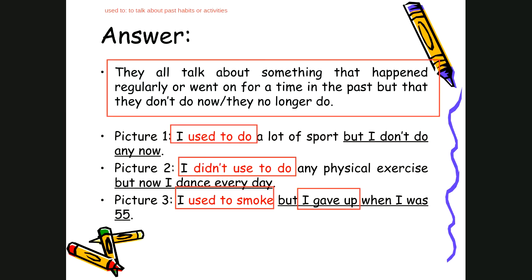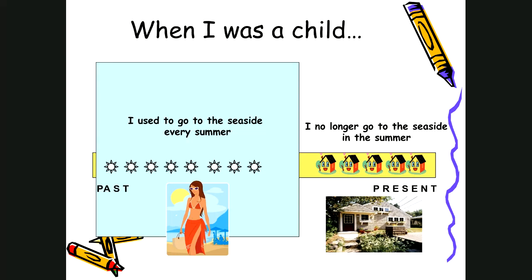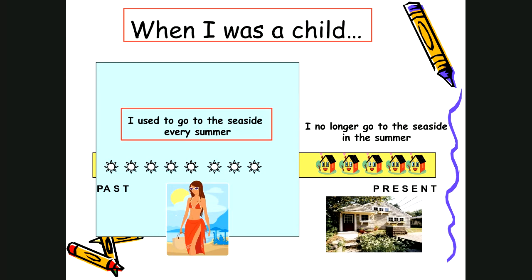Okay, so taking into account those exercises, let's observe some uses of the expression used to. When I was a child, here we have other examples. I used to go to the seaside every summer. Let's see what you have over here. So when using the expression used to, notice that we need to use the expression used to plus the verb in infinitive.